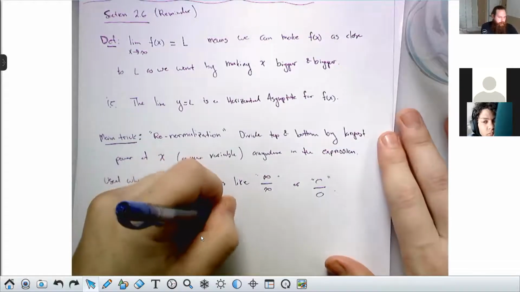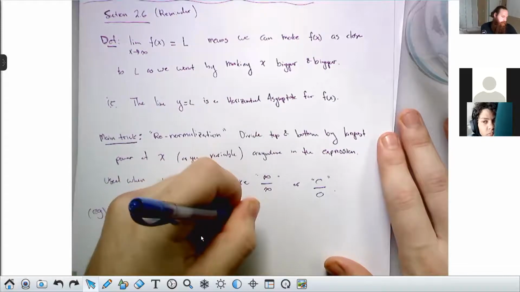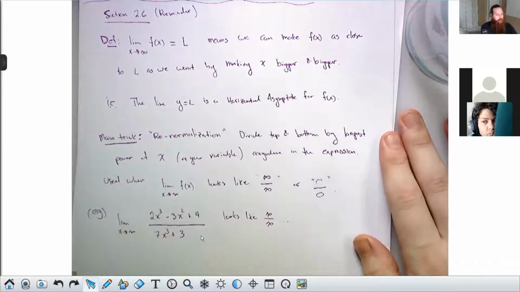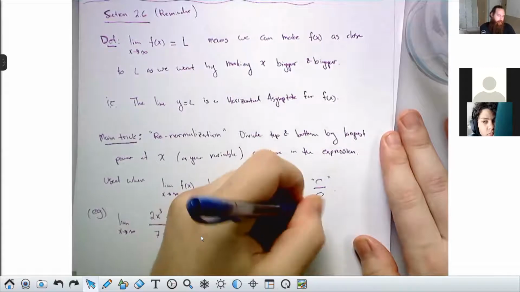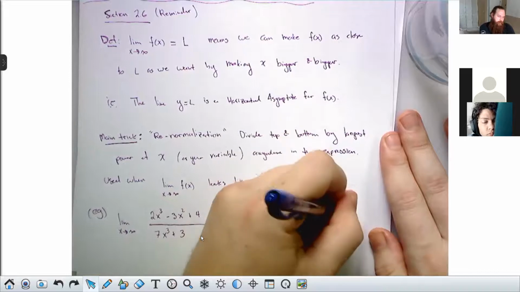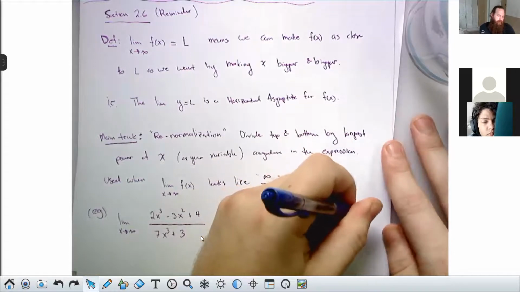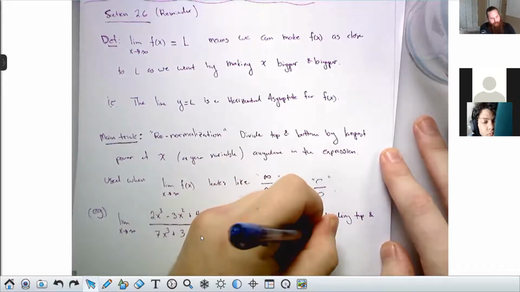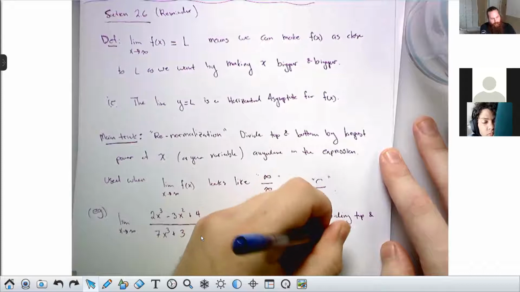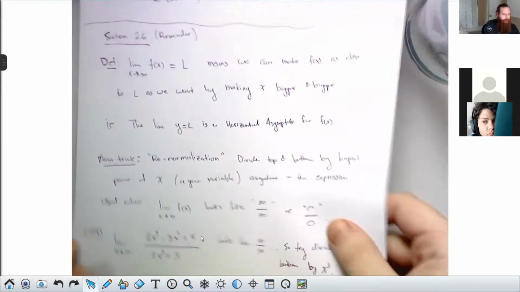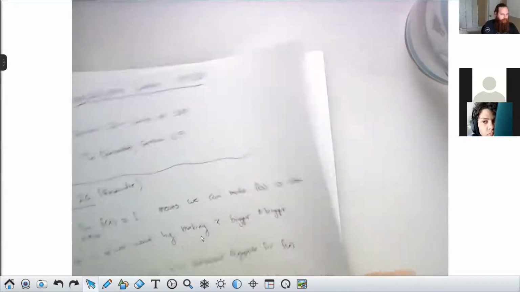So this looks like infinity over infinity. The largest power of x I see anywhere in that expression is x cubed. So we're going to try dividing top and bottom by x cubed. Sorry, my pen is starting to give me a little bit of trouble there. What does that look like?